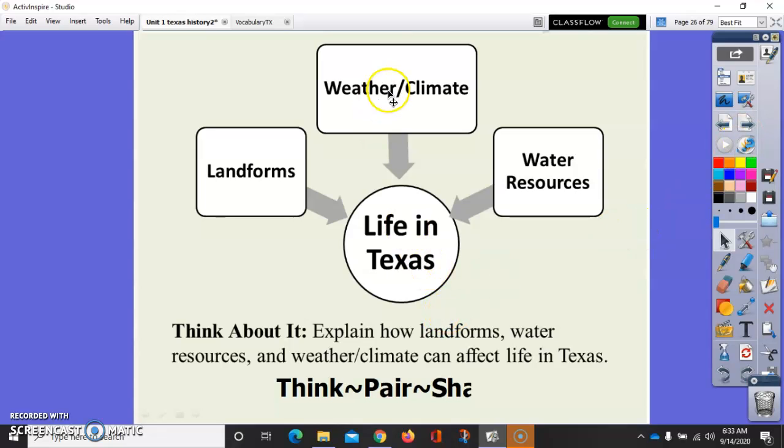So, how do the landforms, weather, climate, and water resources affect life in Texas? Think about that for a few minutes. I'm going to stop this video now, and then there's going to be an assignment you're going to do based on this video. And then I'm going to have a second video to explain about the regions of Texas. Be sure you watch video 2 after you finish your assignment based on this video.